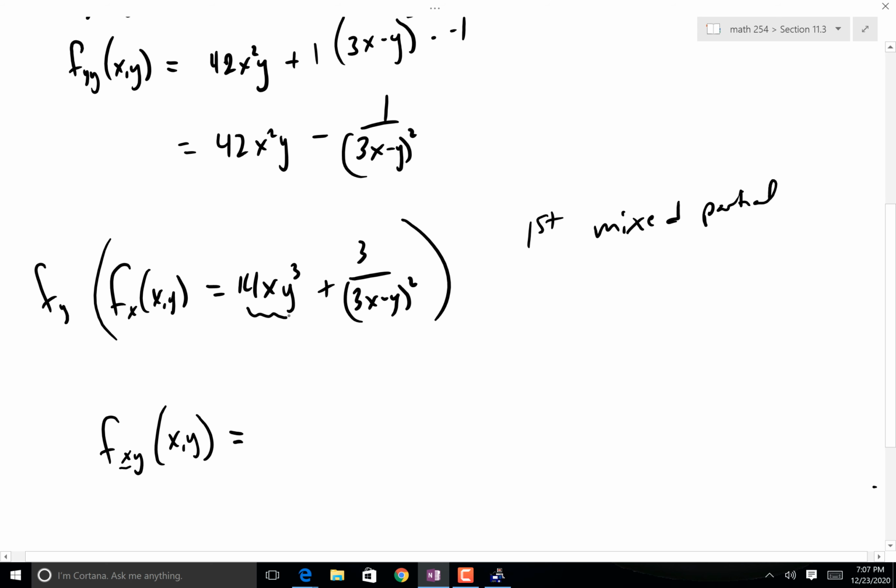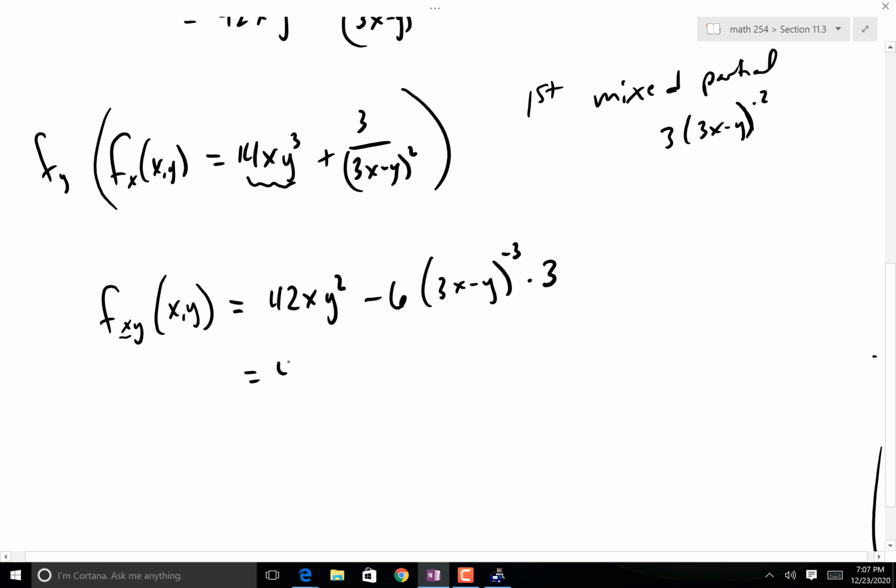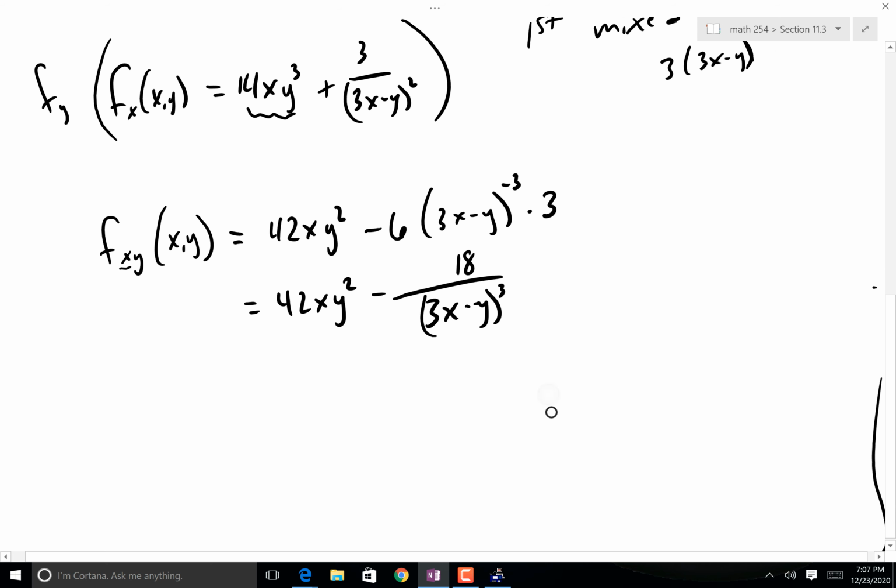So if I take the derivative of this piece here with respect to y, I'm going to get 42xy squared. And then, of course, this is really 3x minus y to the minus 2. I can't do that in my head. If you can, God bless you. You do it that way. It's going to be minus 6, 3x minus y to the minus 3 power times 3. So that means that what I'm going to end up with is 42xy squared minus 18 over 3x minus y to the third power. Kaboom. And you're like, hey, that was pretty cool, Jay. All right, yeah, but there's more. But wait, there's more. We will also do this.